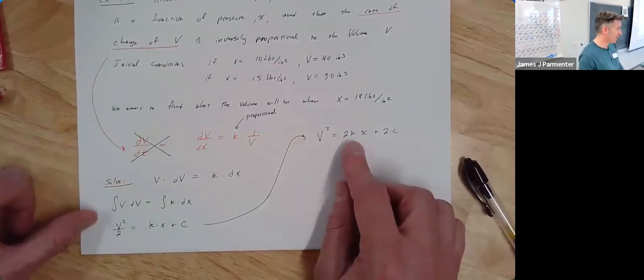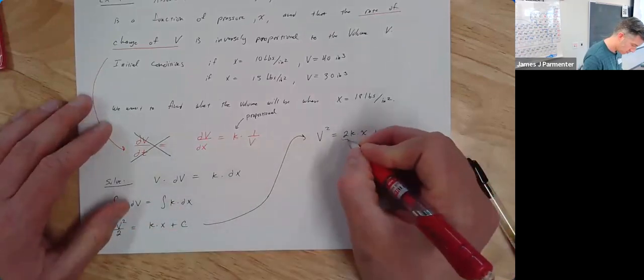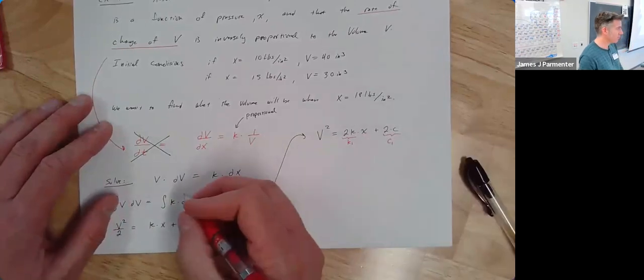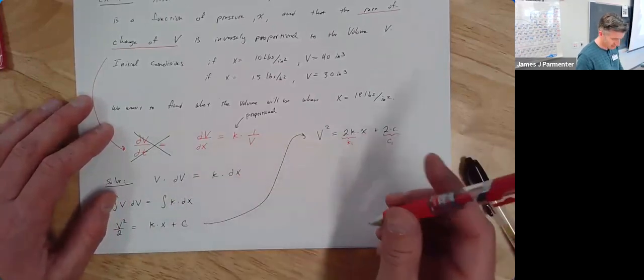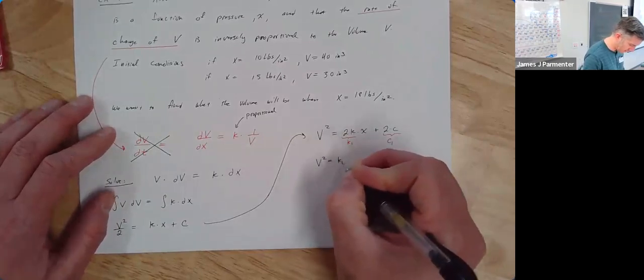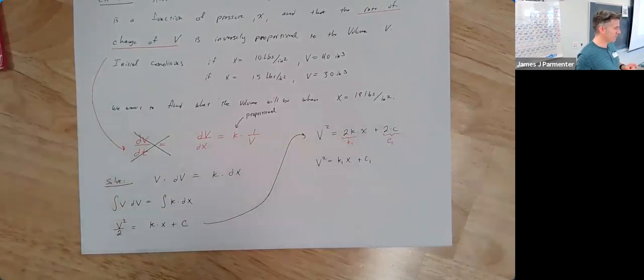They would have said 2 times K is a new constant. Let's call it K1. And 2 times C is a constant. Let's call it C1. It's totally fine to do that. And this is probably the stage where I would actually find my constants, because it's pretty easy to plug in X and V and solve for K or for C.